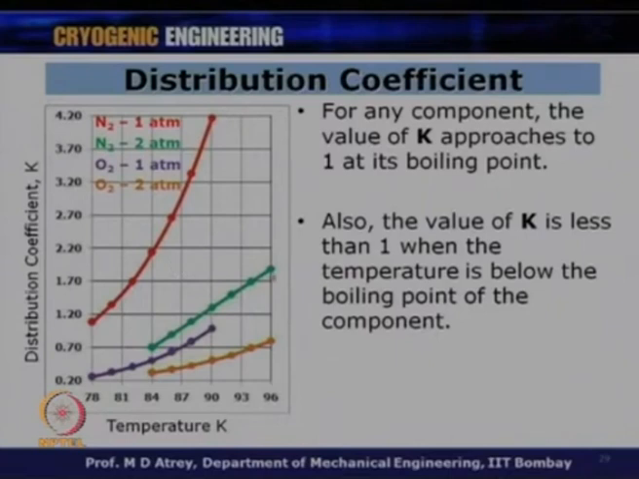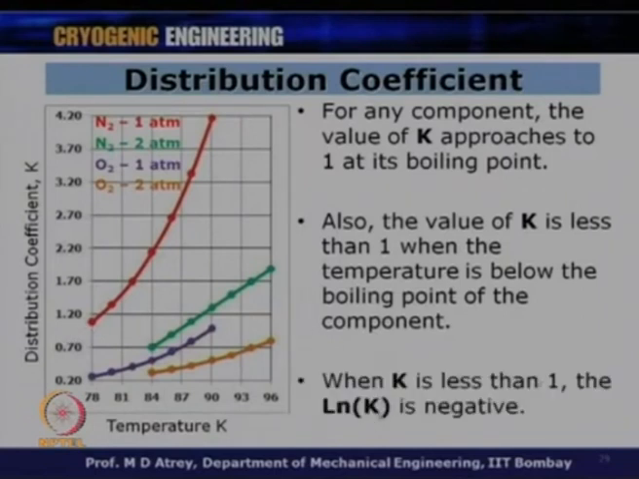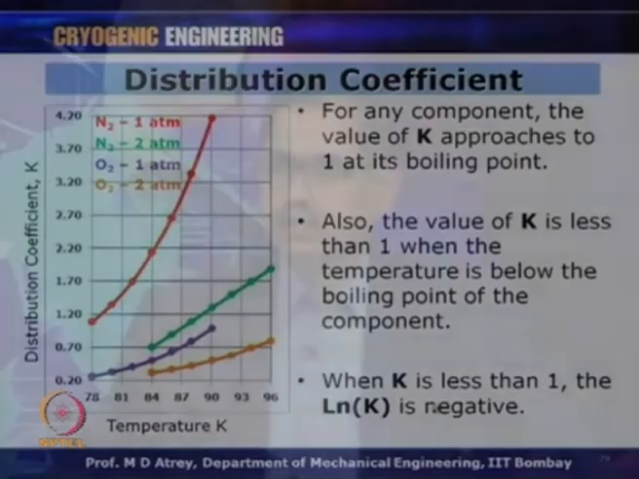This is what I just talked about, that below 77 Kelvin, the value of K is going to be less than 1, or the logarithmic value is going to be negative in this case. So, when K is less than 1, the logarithmic value of K is negative, and that is what we saw in the table. So, with this background, whatever we have understood till now about the concept of Ya, Xa, the distribution coefficient Ka, Kb in a given mixture of gas A and gas B.